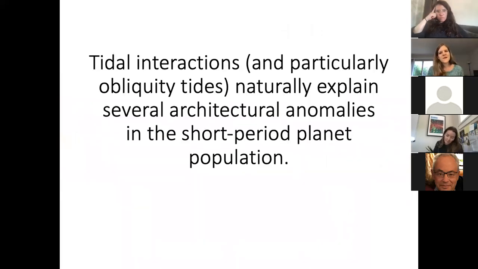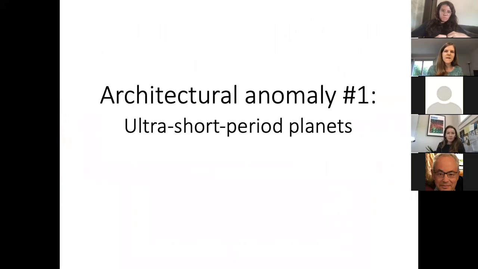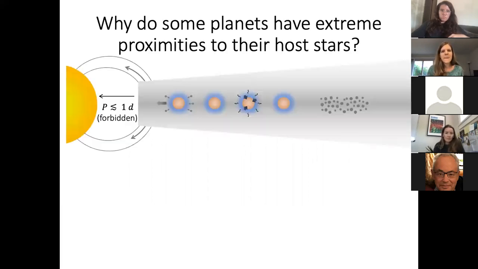So for the remainder of the talk, I'm going to propose that tidal interactions, and particularly obliquity tides, could explain several of the architectural anomalies that we see among the short period planet population. And I'm going to discuss 3 specific examples. So the first topic I want to focus on are these so-called ultra-short period planets, which I alluded to a little bit earlier on when I was giving some examples of these architectural anomalies.